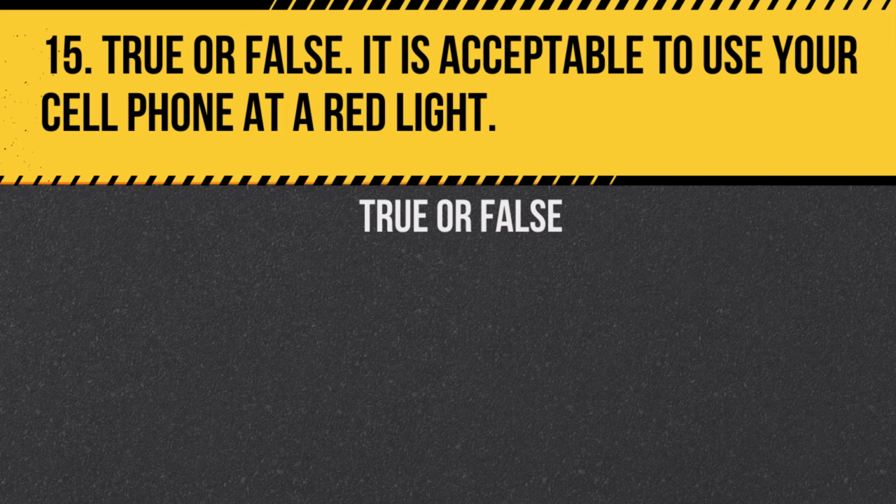Question 15. True or false? It is acceptable to use your cell phone at a red light. Answer: False. The use of handheld electronic devices is prohibited when driving, even when stopped at a red light.